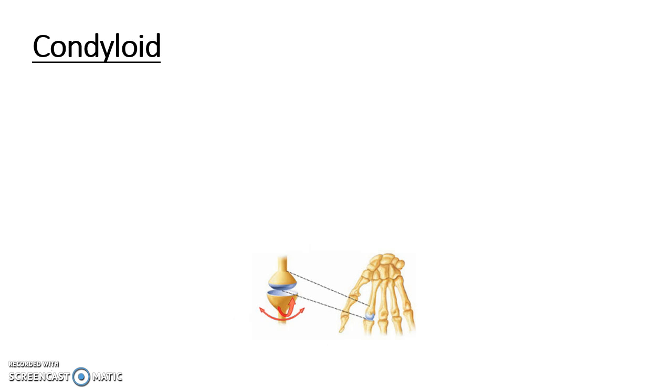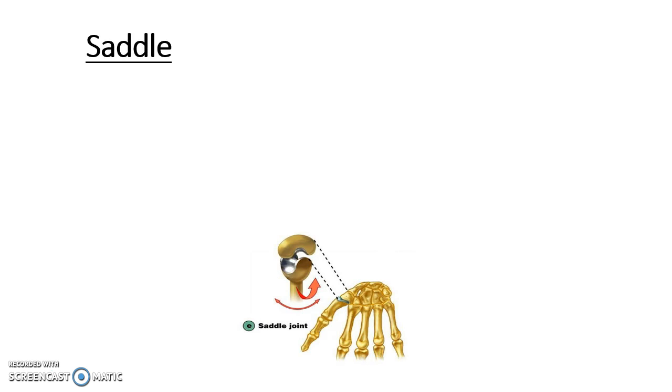A condyloid joint has an ovoid articular surface. This allows movement in two planes. The range of movement is flexion, extension, adduction, abduction and circumduction.